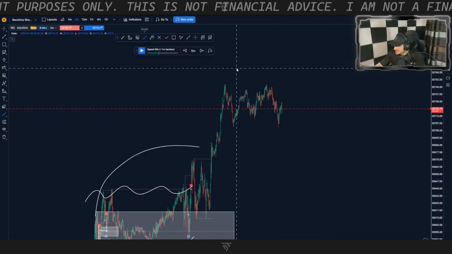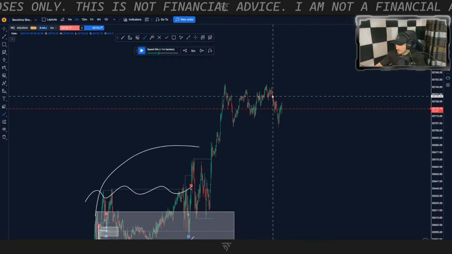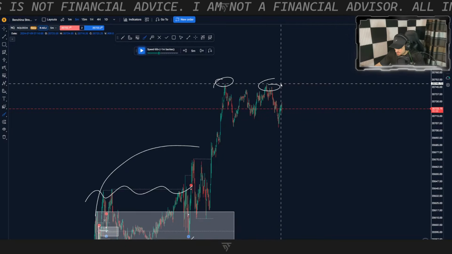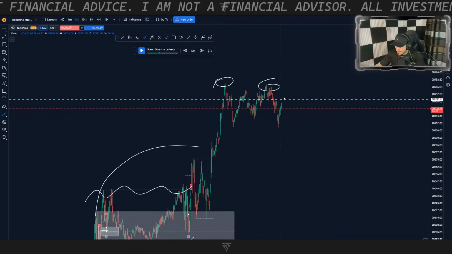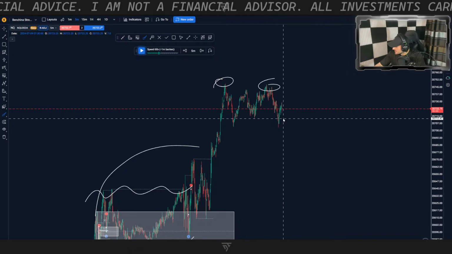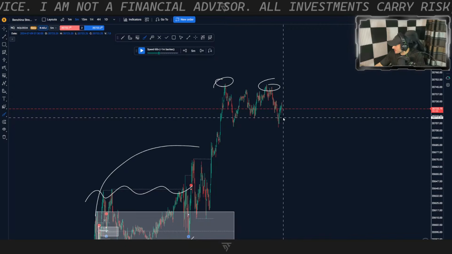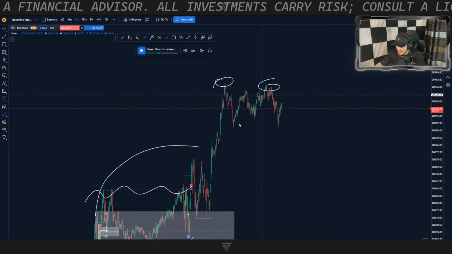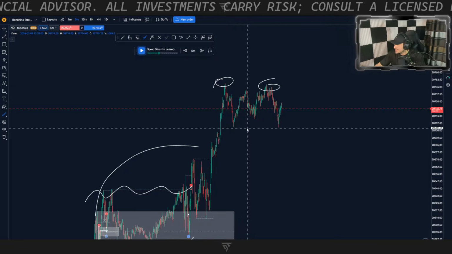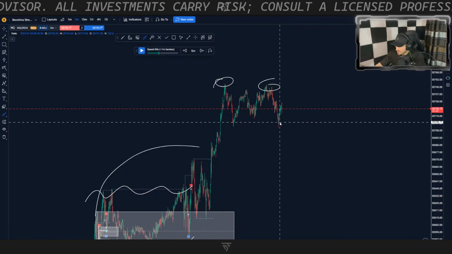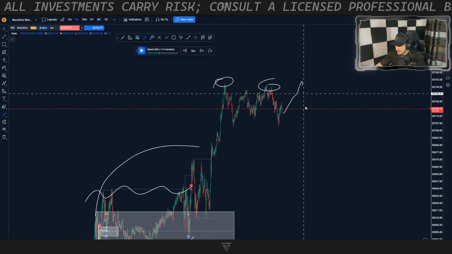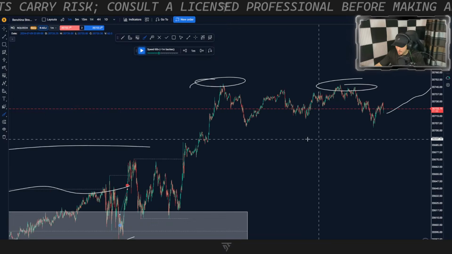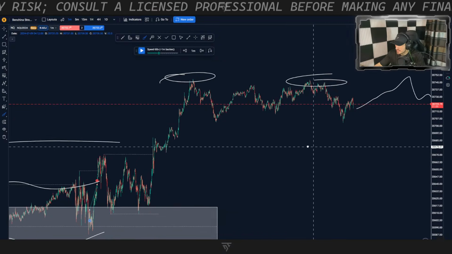We currently got a double top over here. A double top, that's what we have. And this is the 9th. A double top and a double bottom. So what you could see forming here is a possible sweep of the high and a sweep of the low. But let me see where the higher probability areas are. So there's a sweep.